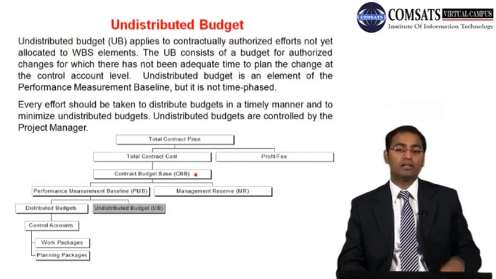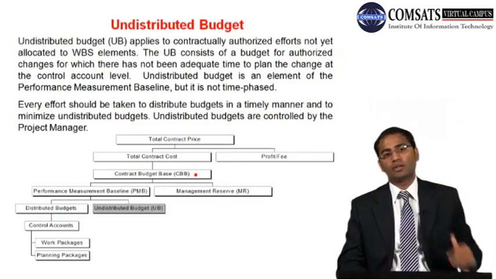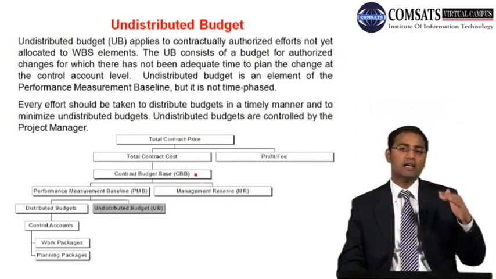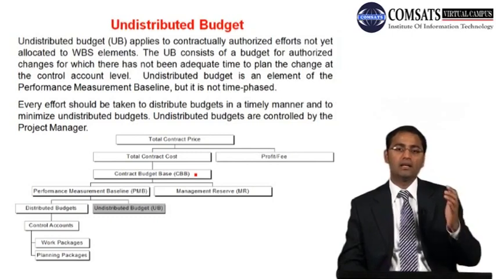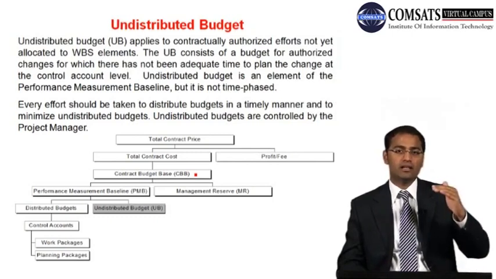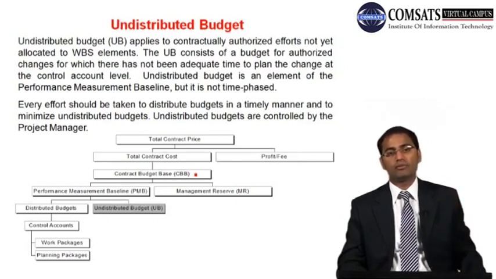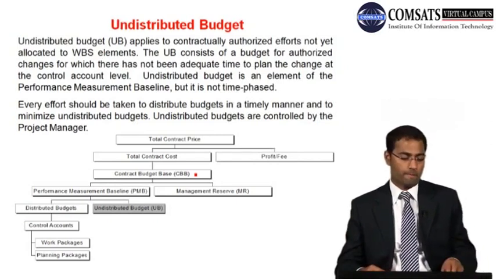Now this is very important. Everything below PMB is controlled by the project manager because his or her performance is going to be monitored by that level of PMB. And anything above PMB, including management reserve, is where the performance of the program manager is evaluated.